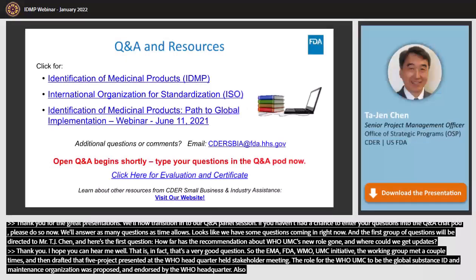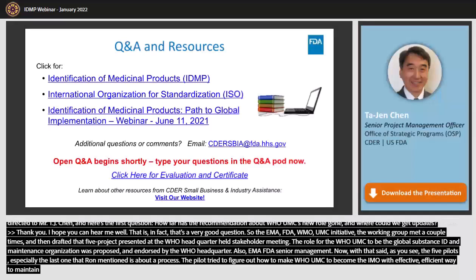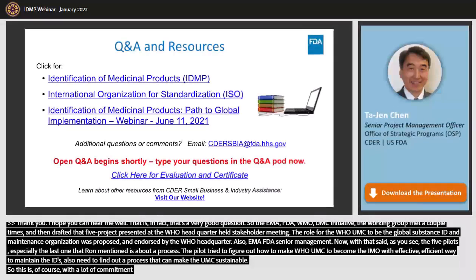Now, with that said, as you see, the 5 pilots, especially the last one that Ron mentioned, is about a process. The pilot tried to figure out how to make WHO UMC become the IMO and with an effective, efficient way to maintain the IDs. Also need to find out a process that can make the UMC sustainable. So this is, of course, with a lot of commitment, but the pilot will figure out more. So I hope that answers your question. Thank you.